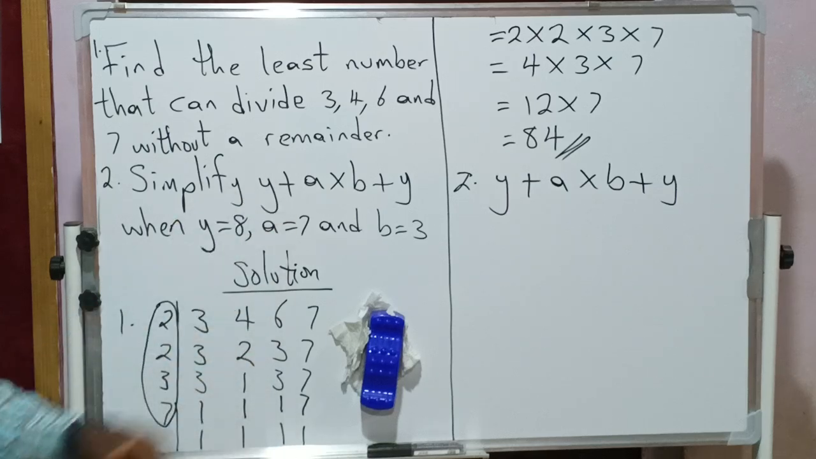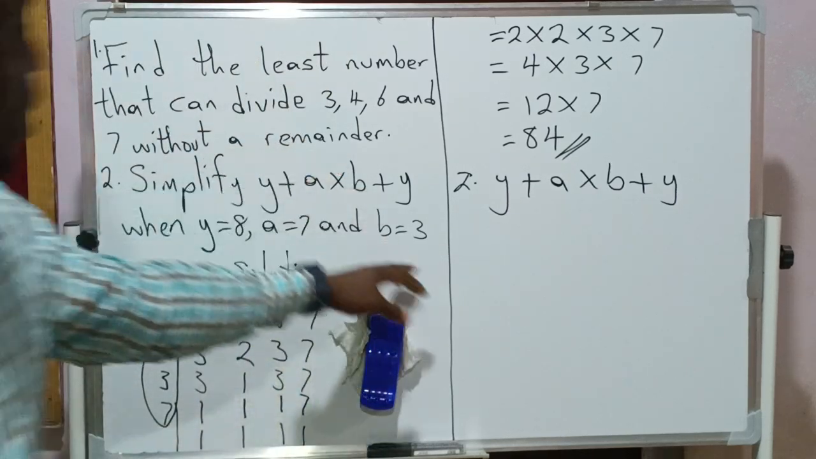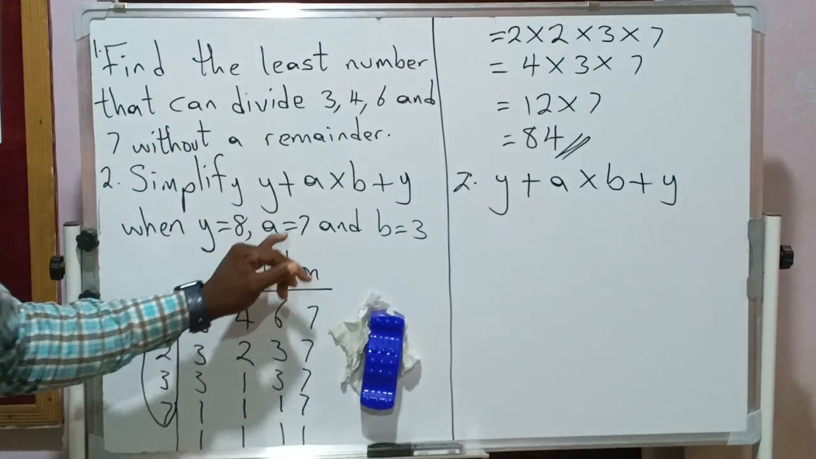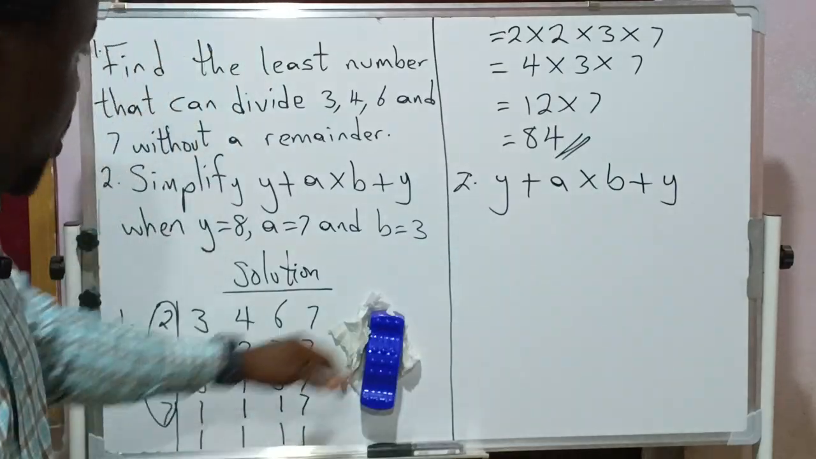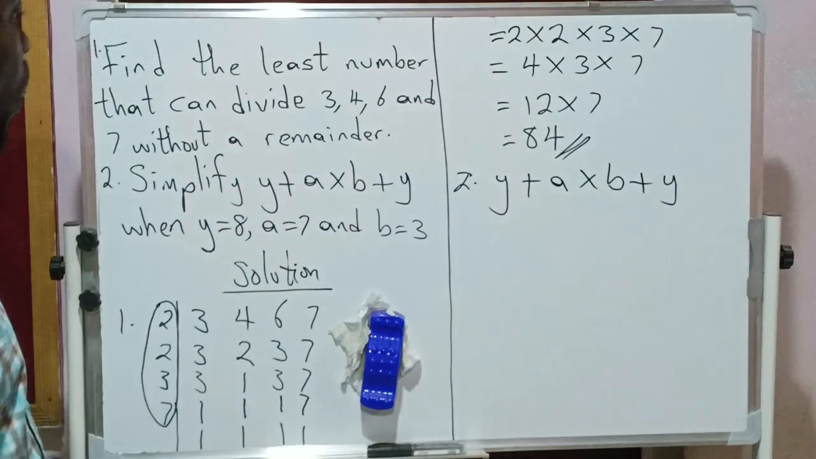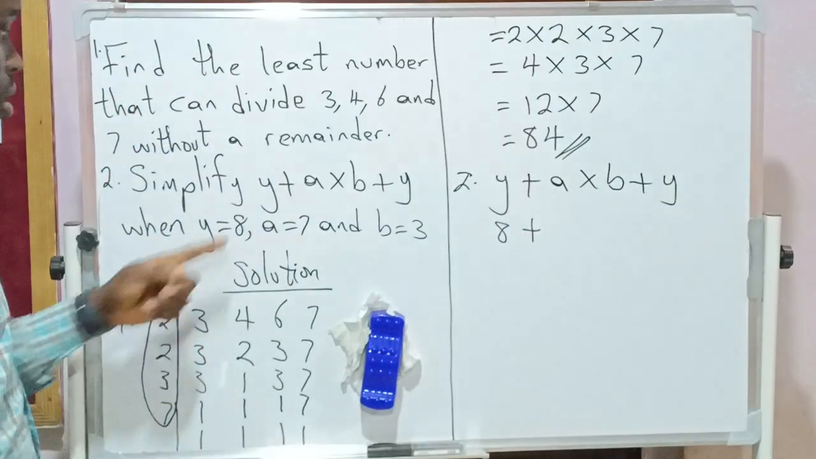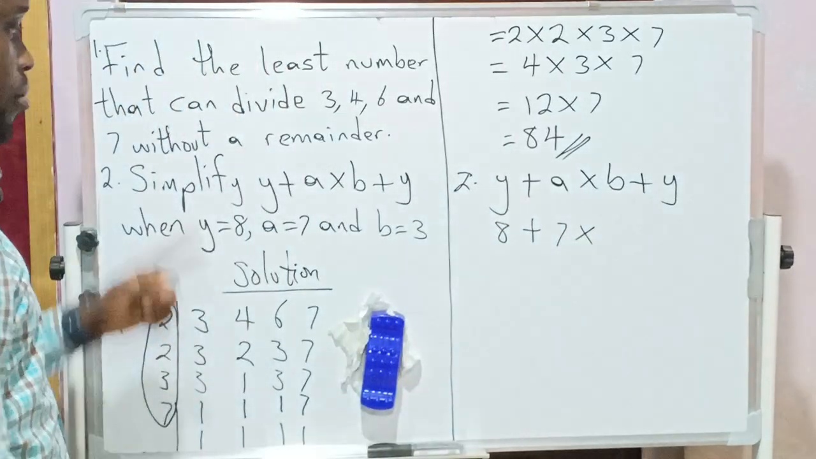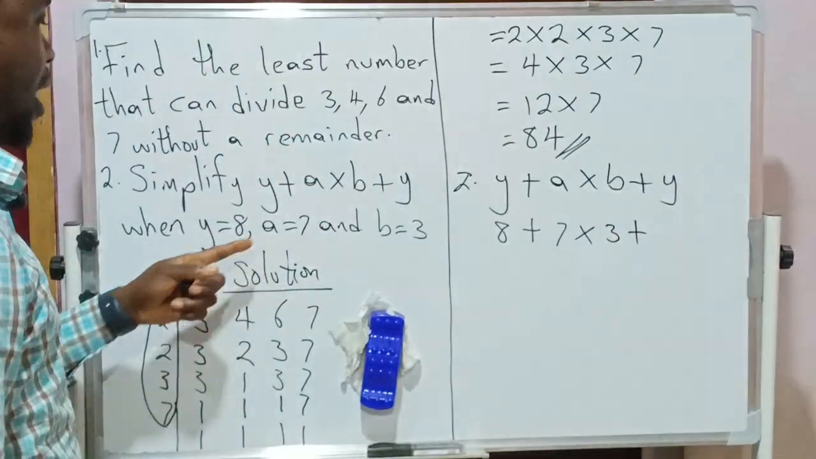And what is the question? y plus a times b plus y. So y is 8, a is 7, and b is 3. That means anywhere you see y, you put 8. Anywhere you see a, you put 7. And wherever you see b, you are going to put what? 3. So the first one is y, which is 8, plus a is what? 7, times b is what? 3, plus y is what?